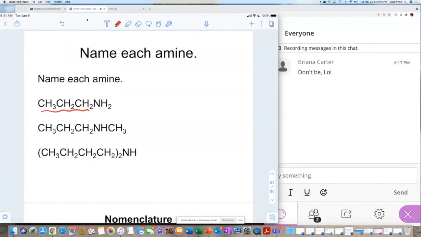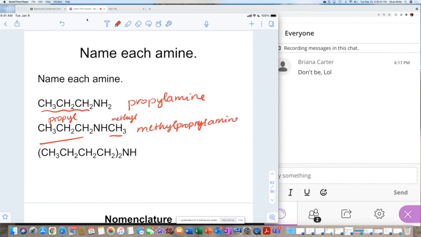I'm just going to name it right here. Propylamine. This one here, we got a methyl. Here we got a propyl. So methyl propyl, wait, M N O P. Ooh, okay, yeah. Methyl propyl. For a second there, I'm like, wait a minute. M before P, those are the small things, right? Methyl propyl amine, right?